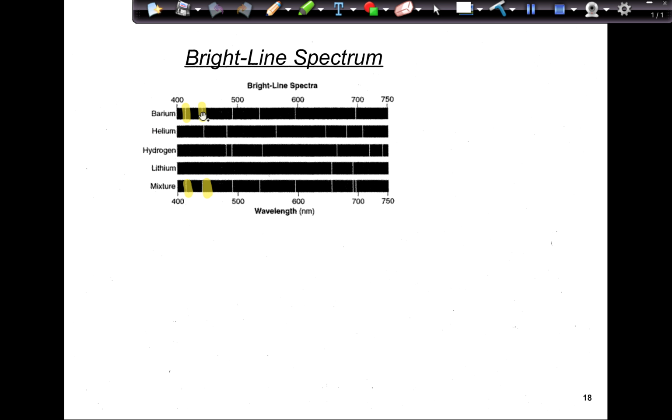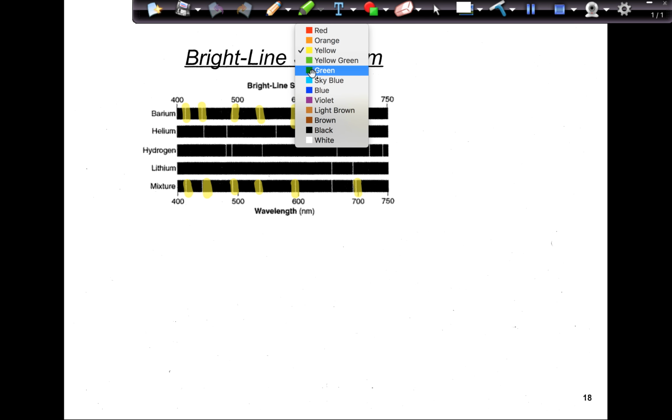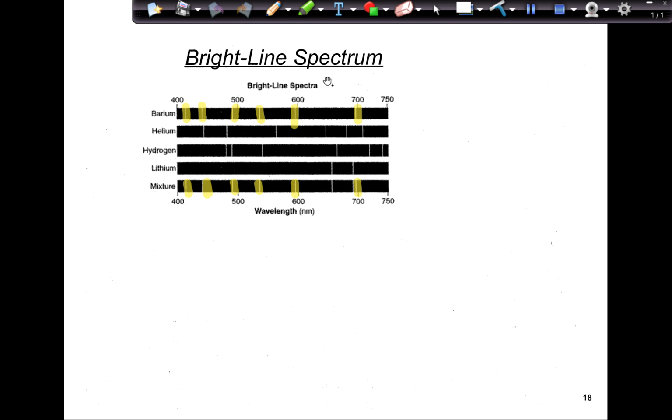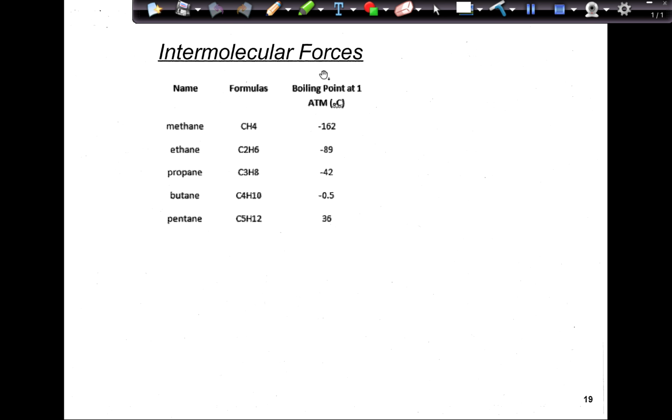In a mixture, all of the bands from a particular element would have to be found in the mixture for you to say that that element was present. So we can see that all of the barium lines are present. So barium is present in this mixture. These other two lines come from lithium. So this particular unknown mixture has lithium and barium. All of barium's lines are found, all of lithium's lines are found, and that's how we can tell that this is a mixture of lithium and barium.